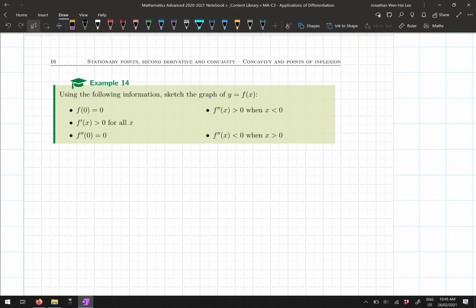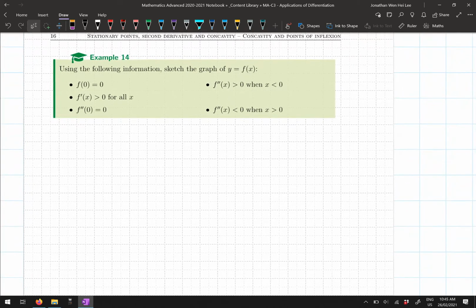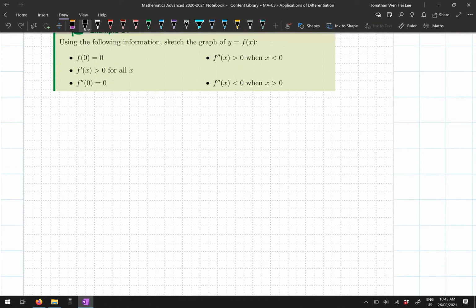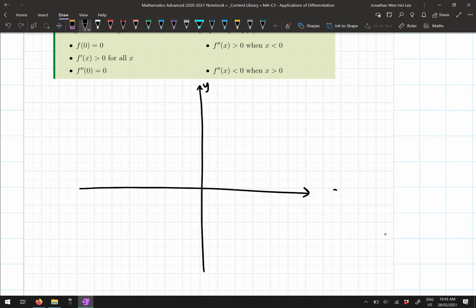Using the following information, sketch the graph of y is equal to f of x. So, here we have a few dot points for different conditions that we have on a function. And so, we need to actually go through what this means. So, let's go through each one of these parts. And that thing that I said earlier about f of x, f dash x, and so on will probably be quite helpful for us here. Okay, so I'm going to draw my axes.